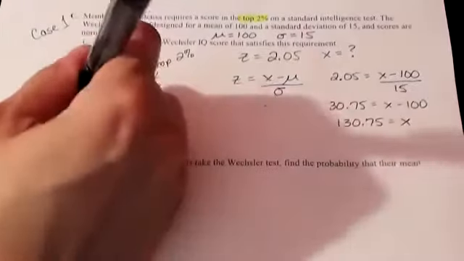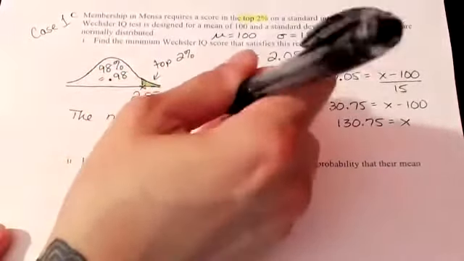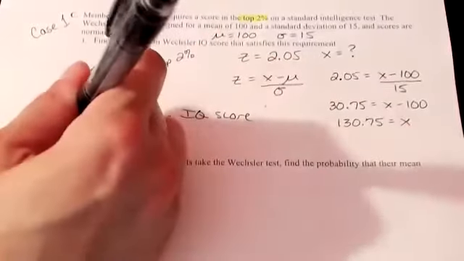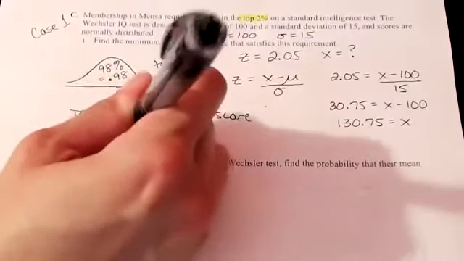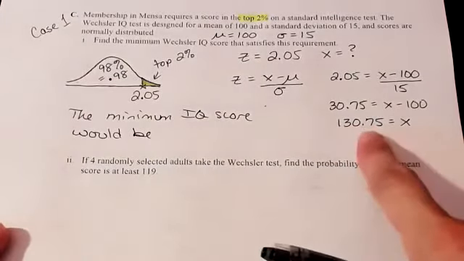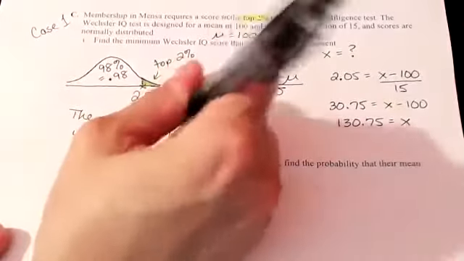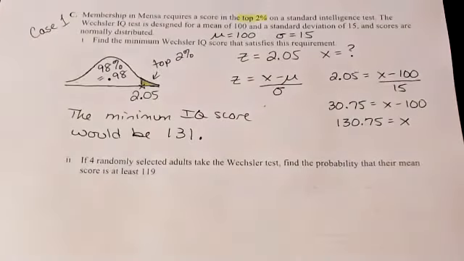The minimum IQ score would be, now you have to score 130.75 or higher. Keep in mind that your scores are in terms of whole numbers. 130 is not high enough, but 131 is. So it would be 131. That's the score you'd have to obtain on the test in order to be admitted into Mensa. You don't have decimal values for your IQ scores, it's just whole values, okay? So we would say 131 would be the minimum score.